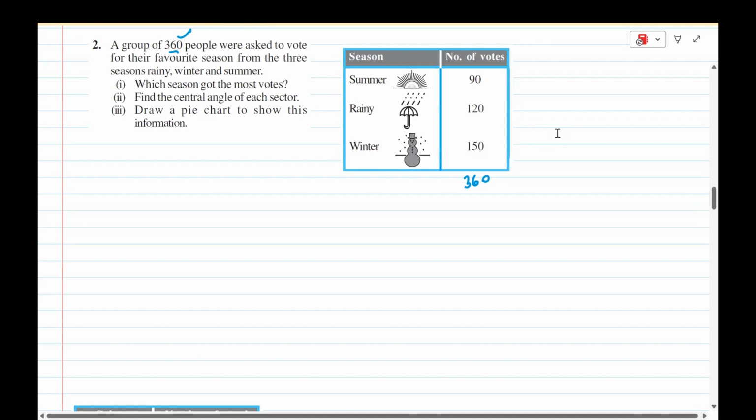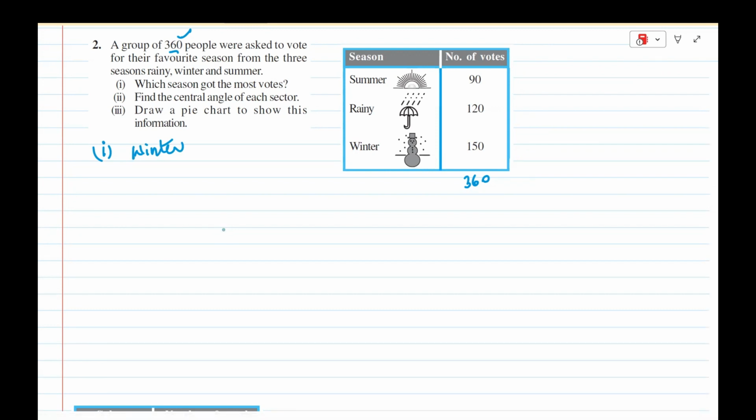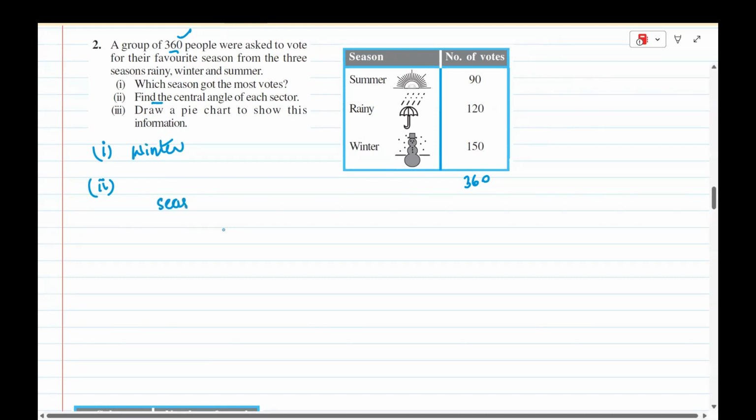From the table, you can say the answer for the first one is winter. Means out of 360 people, winter is liked by most of the people. Now, second question, find the central angle of each sector. How to do that? For that, we have to make a table. What table? First of all, season, then number of votes, then fraction, and then central angle.